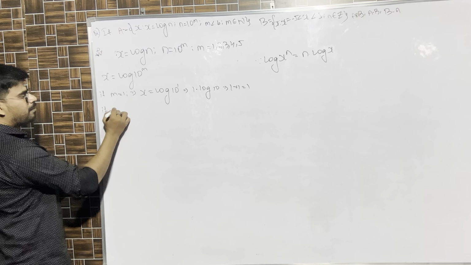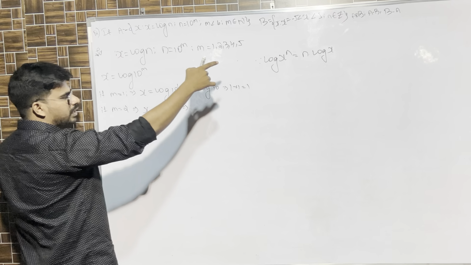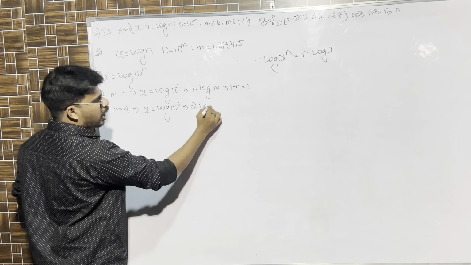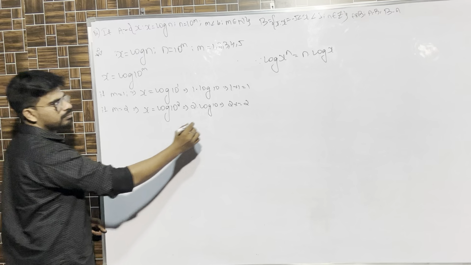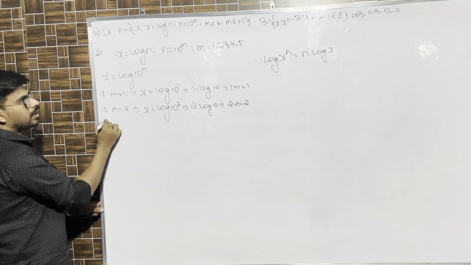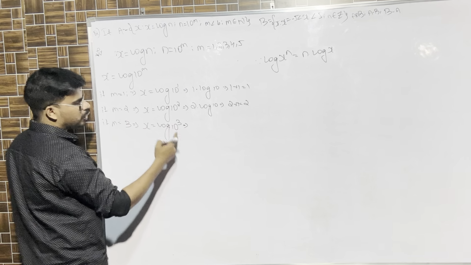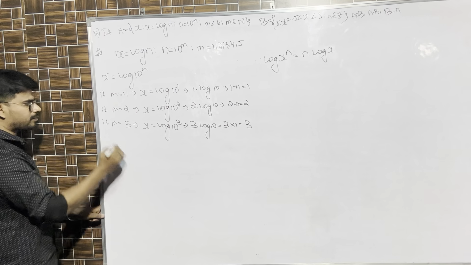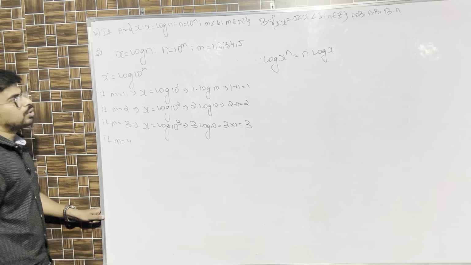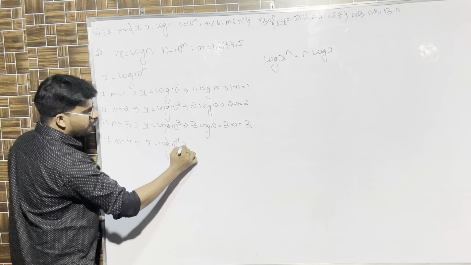Next, if m is equal to 2, x is equal to log 10 power 2. With the help of that formula, 2 will come before. 2 into log 10. Log 10 value is again 1. 2 into 1 is nothing but 2. Next, if m is equal to 3, x is equal to log 10 power 3, 3 log 10, which is nothing but 3 into 1, which is 3. Next, if m is equal to 4, x is equal to log 10 power 4, 4 log 10, 4 into 1, 4.